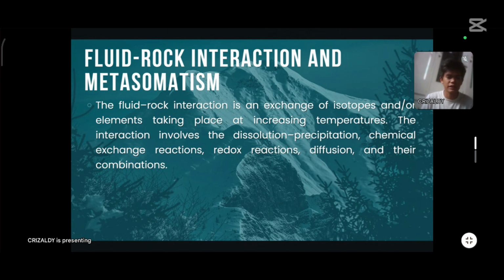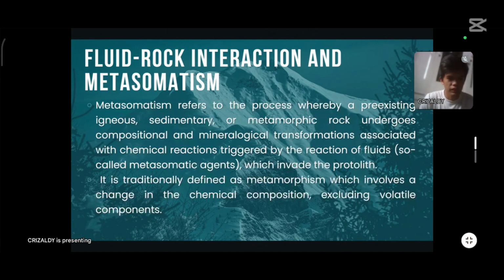Next naman is, ano ba yung tawag ng metasomatism? Ito yung refers to the process whereby the pre-existing igneous or sedimentary or metamorphic rock undergoes compositional and mineralogical transformation associated with chemical reaction triggered by the reaction of fluid or the metasomatic agent which invade the protolith. It is traditionally defined as metamorphism which involves a change in the chemical composition, including volatile composition.